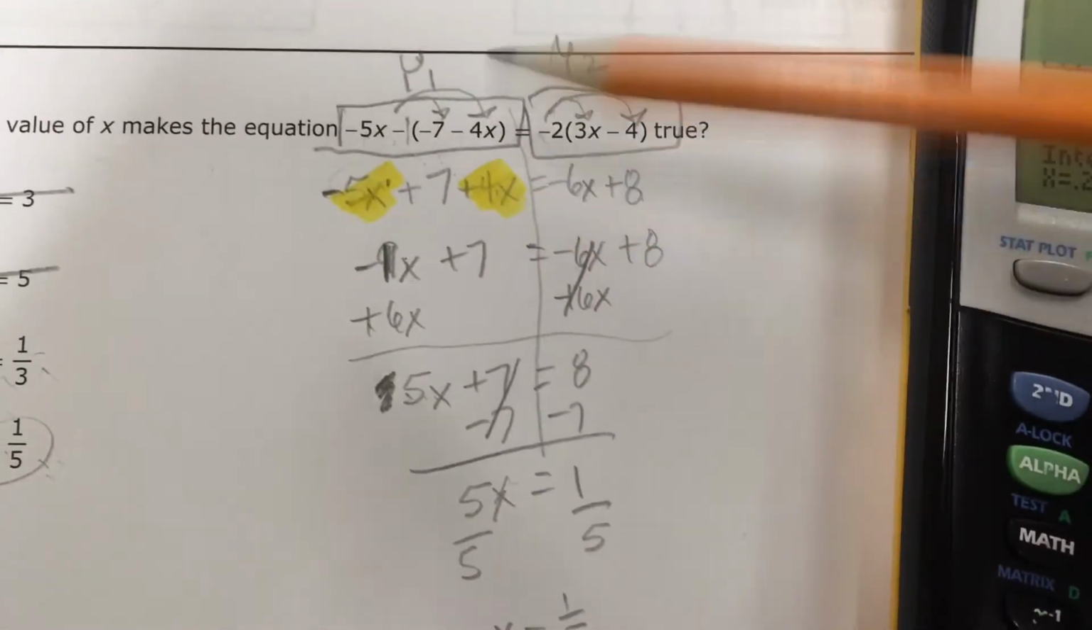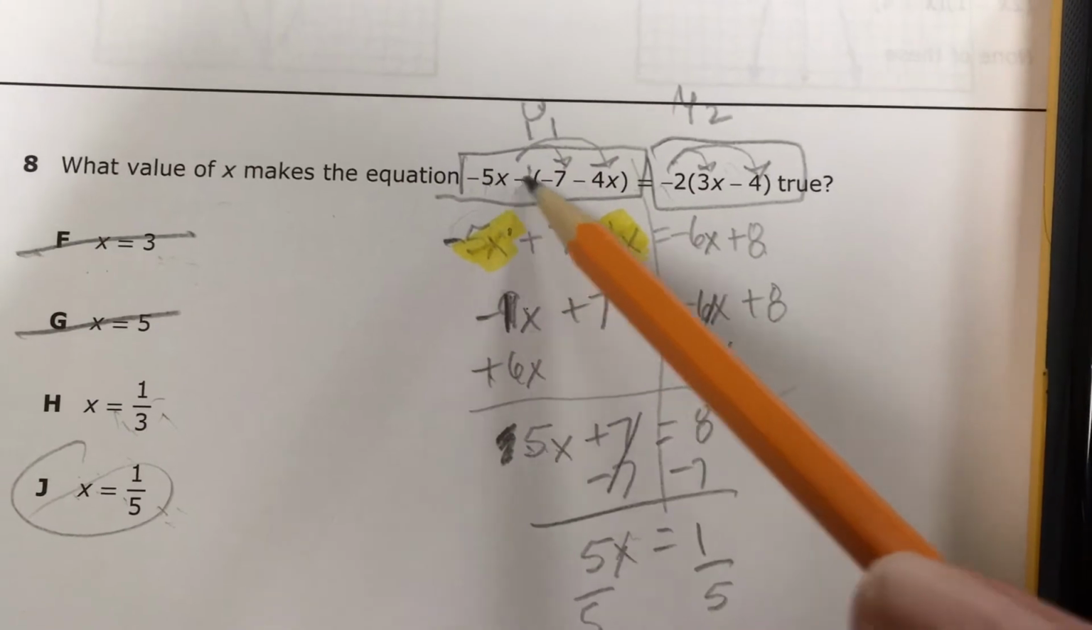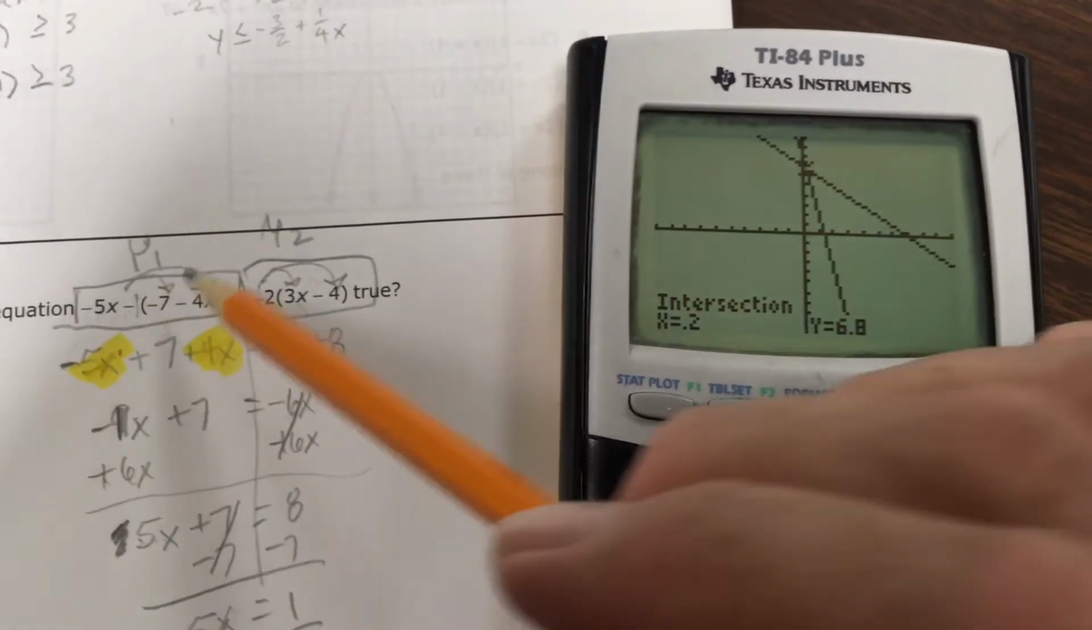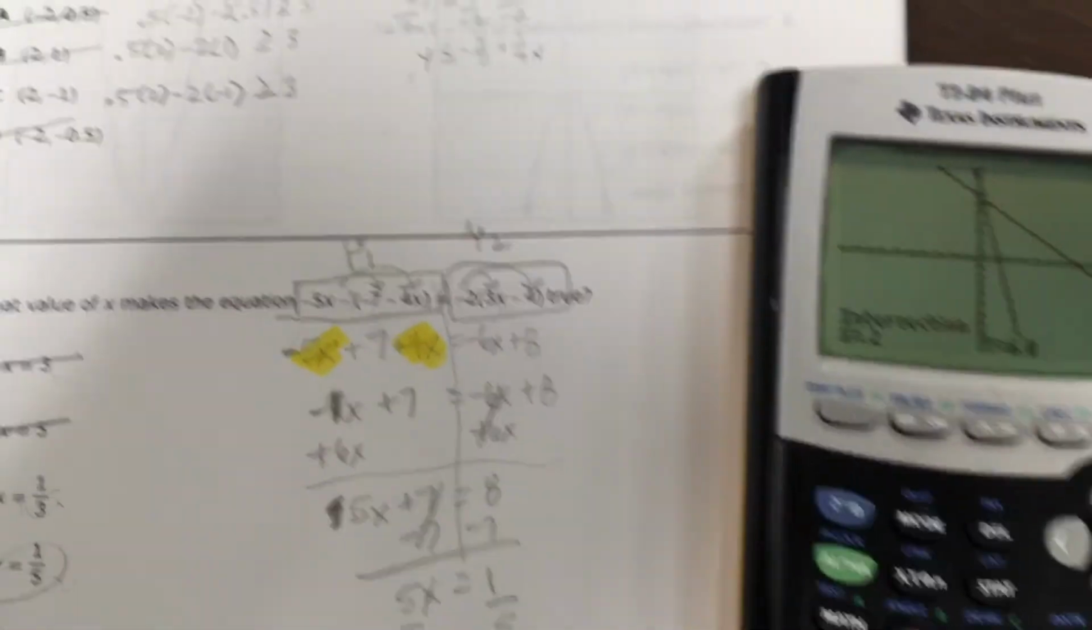So different ways for you to solve this problem, working it out step by step. You could take these answer choices, plug them in for x, and then have the calculator do the work and tell you if these two sides are equal to each other. Or you can graph the two lines, these two equations, and see where they cross, and that x number is your answer.